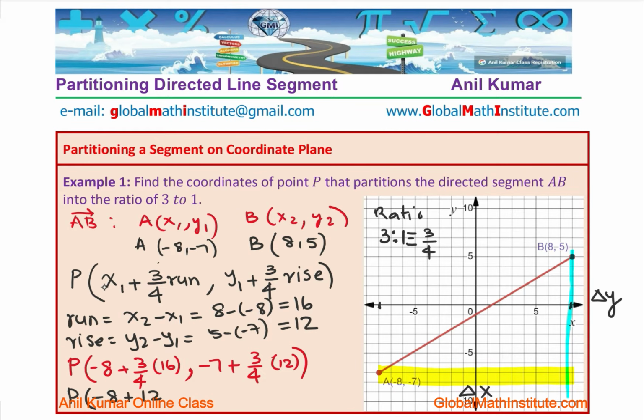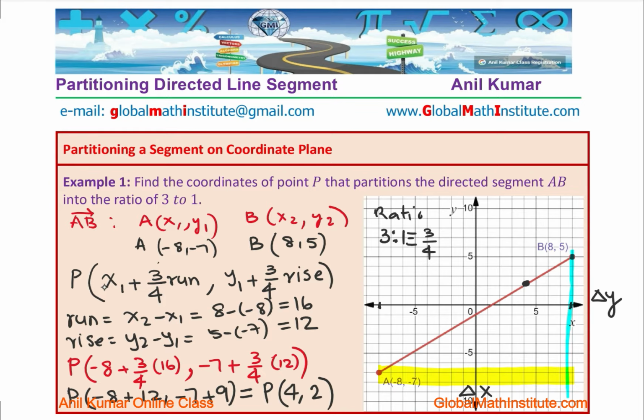And the y value 3/4 of 12 means 12 divided by 4 is 3. 3 times 3 is 9. So we'll add 9 to this. So we get this point P coordinate value as minus 8 plus 12, which is 4. And y value minus 7 plus 9 as 2. So 4, 2, correct? So x value 4 and y value of 2 gives us the point right there.